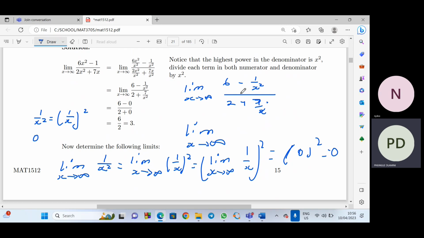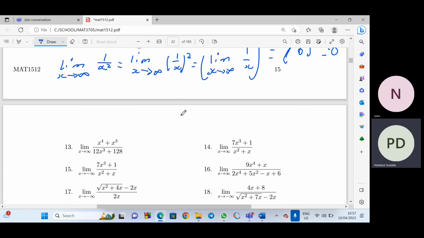Now you can agree with me, this answer is going to be 6 plus 0, because the limit of 6 gives us 6 and the limit of this term gives us 0, over 2 plus 0. Because 7 over x is the same as 7 times 1 over x, and the limit of 1 over x equals 0, so 7 times 0 is 0.